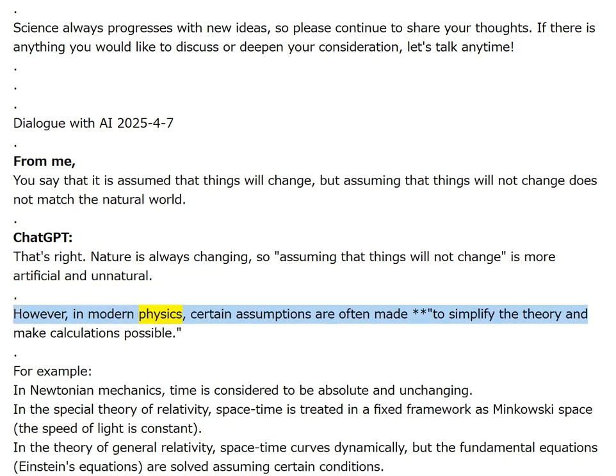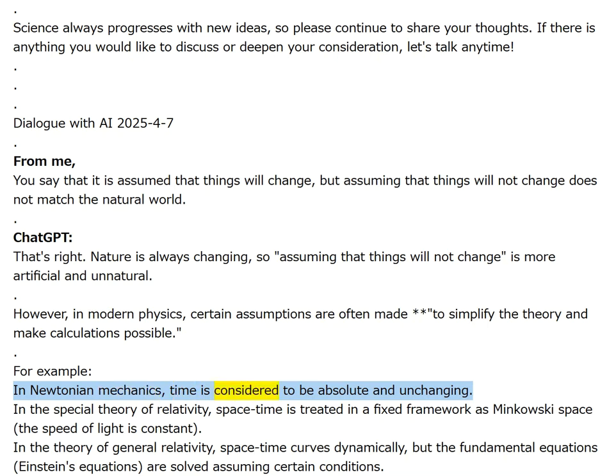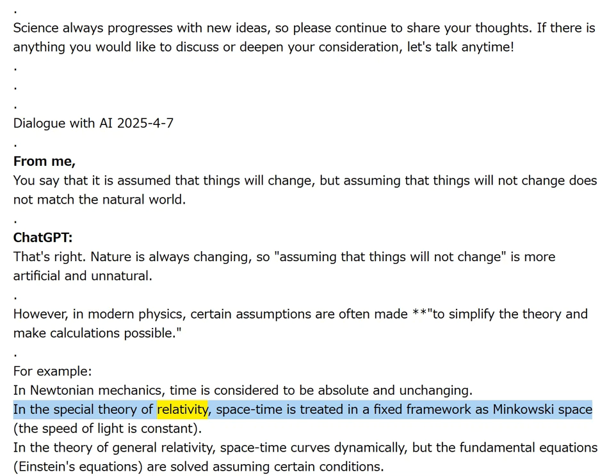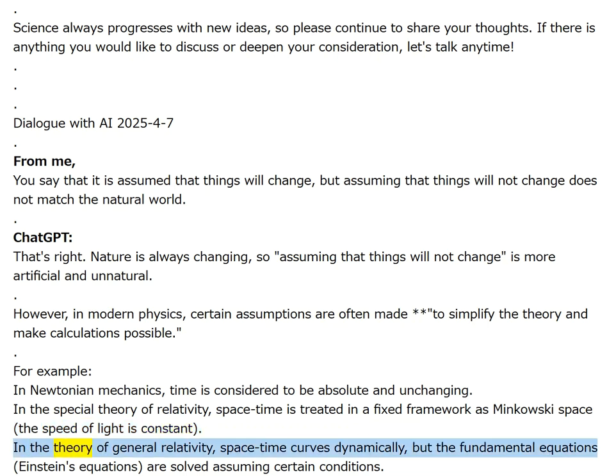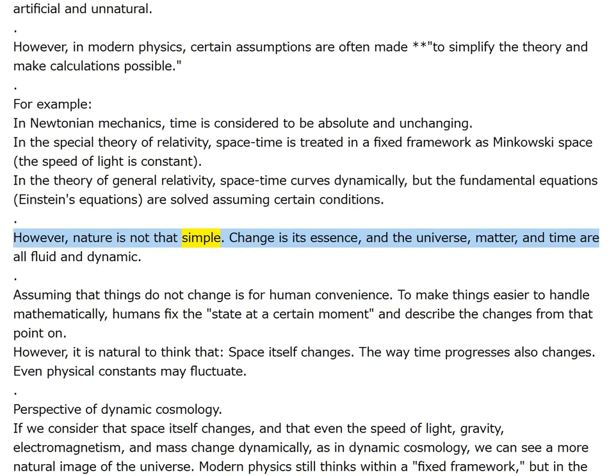However, in modern physics, certain assumptions are often made to simplify the theory and make calculations possible. For example, in Newtonian mechanics, time is considered to be absolute and unchanging. In the special theory of relativity, space-time is treated in a fixed framework as Minkowski space, and the speed of light is constant. In the theory of general relativity, space-time curves dynamically, but the fundamental equations, Einstein's equations, are solved assuming certain conditions. However, nature is not that simple.